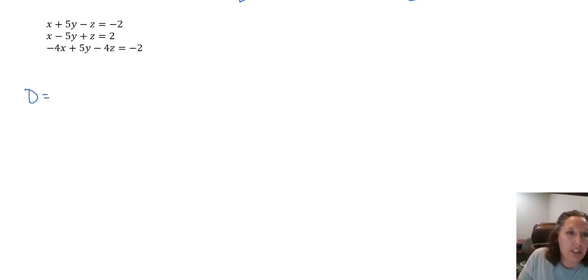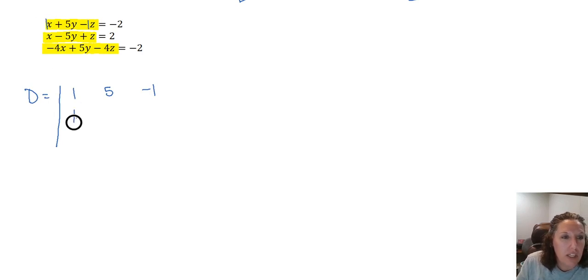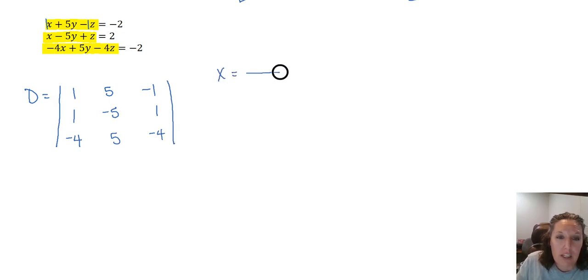Our D matrix is going to be just the coefficients from the left side of our system. So we get 1, 5, negative 1, because our coefficients are 1, 5, and negative 1. And then 1, negative 5, 1. Negative 4, 5, negative 4. So that's going to be our denominator on our x, our y, and our z.